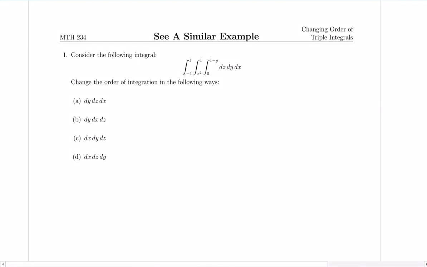In this video, we will change the order of integration in a triple integral. So we're given this integral with certain bounds, and the order is zyx for the iterated integrals. And we're given 4 different orders to change the order of integration of the same integral.